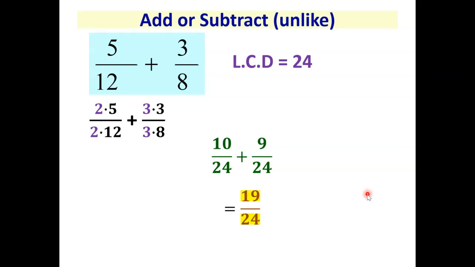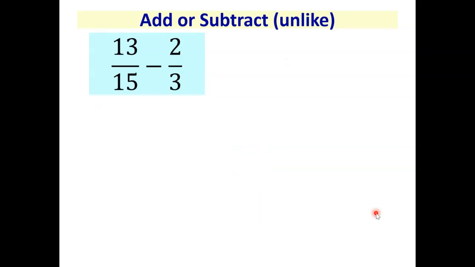Let's try one unlike problem with the subtraction now. 13 over 15 minus 2 over 3. 15 and 3. 15 is a bigger number. 3 directly goes into 15, and therefore my LCD is 15. The first fraction is not to be changed because you already have 15. The second fraction here, I'm going to multiply by 5 on the bottom, same thing on the top. Let's do that. So you see that the first fraction I did not change, I already have a 15. The second one I just multiply by 5 and 5. That should give me the 10 over 15.